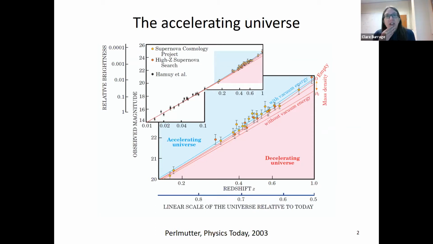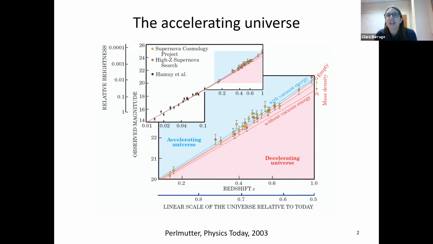I'm also showing this plot because you might have heard some discussion that there's some debate about whether these observations really show that the expansion of the universe was accelerating or not. And I think you can see by looking at this image that, at least by eye, it's not totally convincing.